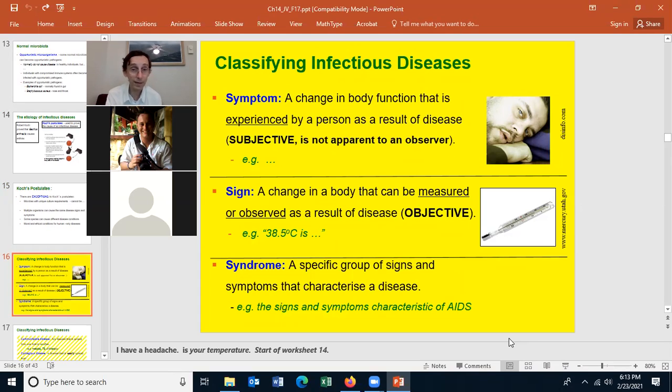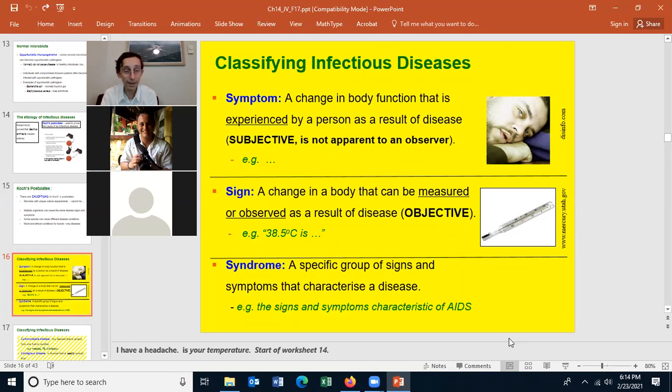A sign, on the other hand, is a change in the body that can be measured or observed as a result of disease. Like when I have a temperature over 100 degrees Fahrenheit, that is a sign of disease. And anyone can measure my temperature. Any question about the difference between a symptom and a sign?